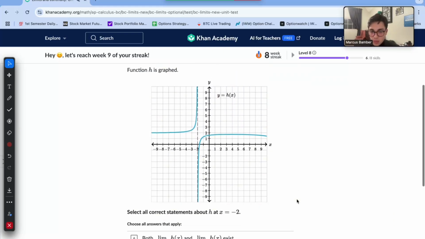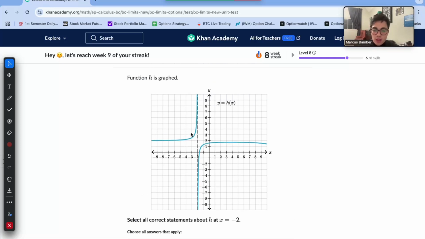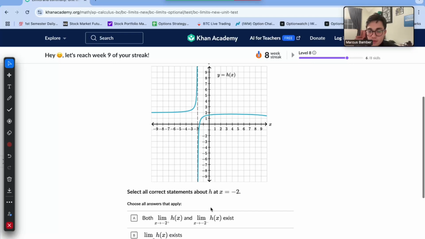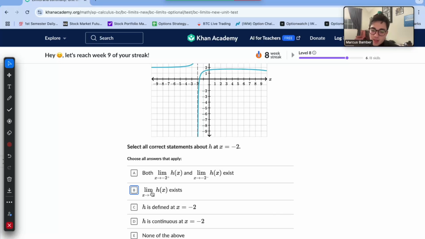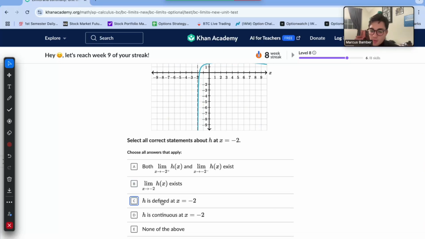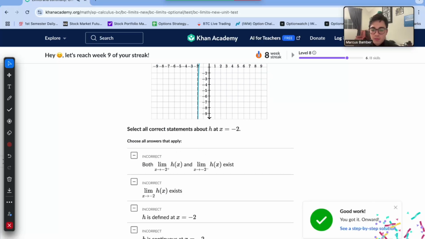Okay. Select all the correct statements about h at x equals negative 2. We can see we have an infinite discontinuity. The left side is going to positive infinity, the right side is going to negative infinity. Do both of the limits exist? Well, they're going to infinity, so they do not exist. The limit does not exist. Are we defined? Nope. And are we continuous? Well, we have to be defined, and both limits must equal each other. So there's definitely no continuity here. So none of the above is the correct answer.